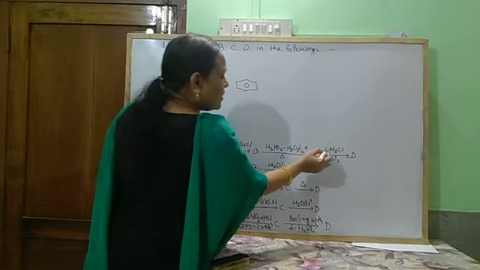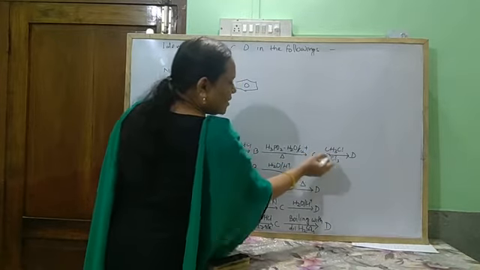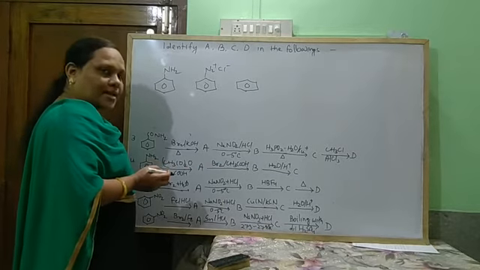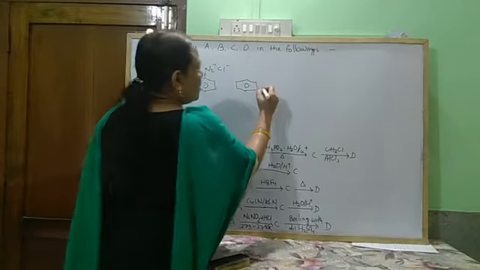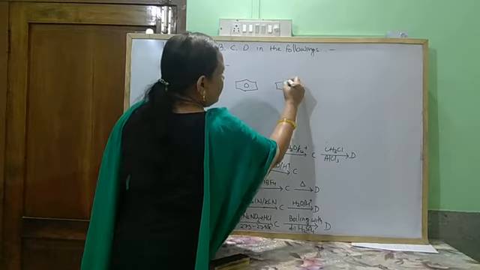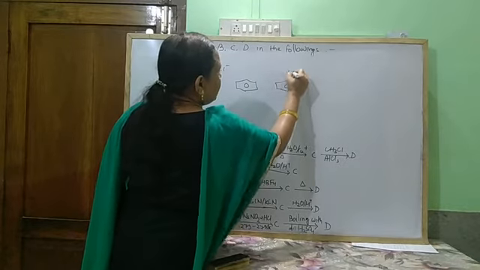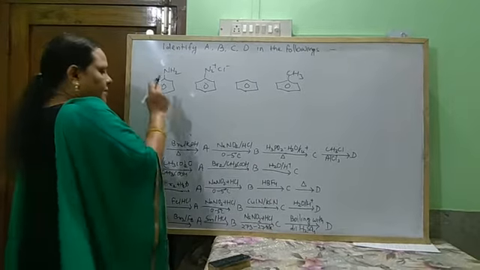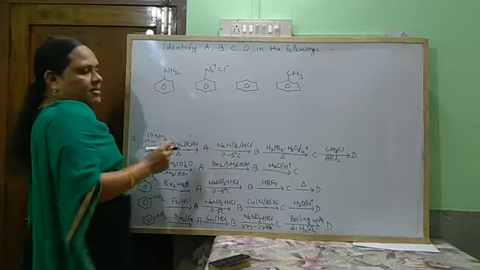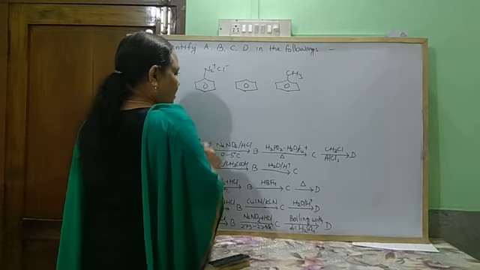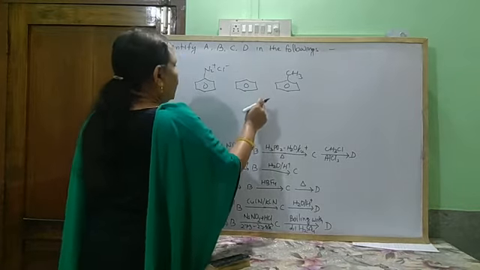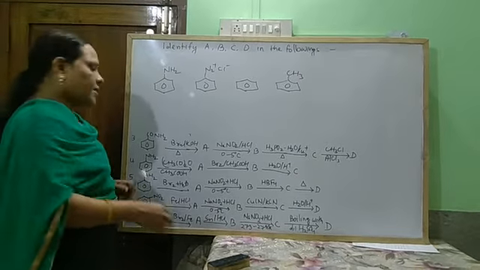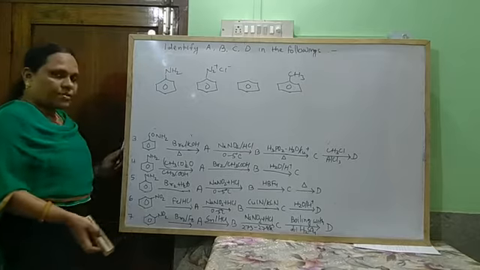And benzene, when treated with methyl chloride in the presence of aluminum chloride, undergoes Friedel-Crafts alkylation to form toluene. So A is aniline, B is benzene diazonium chloride, C is benzene, and D is toluene. Next, come to question number 4.